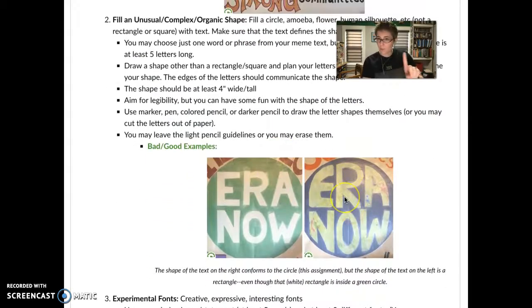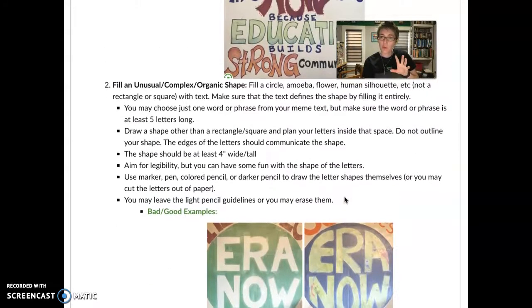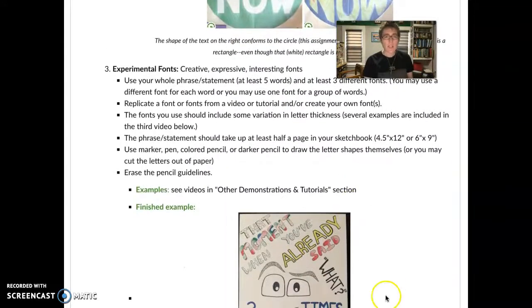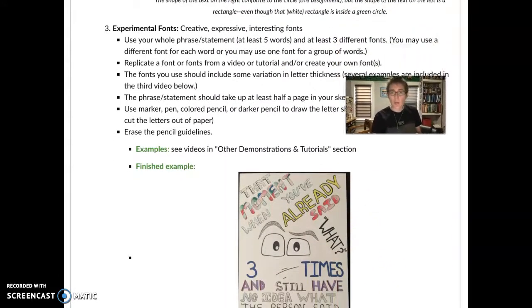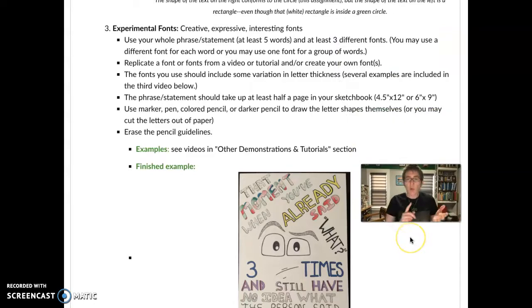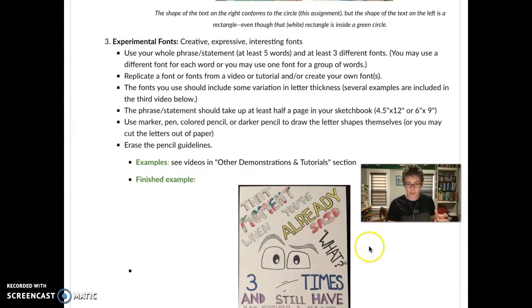Fit a shape can be just one word. Fit that shape, make sure the letters fit the shape. Next one, experimental fonts. This one, I want you to play around with some different fonts. Really specifically, I'm looking for size changes, thickness changes, and stuff like that.